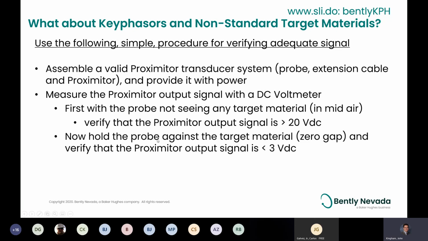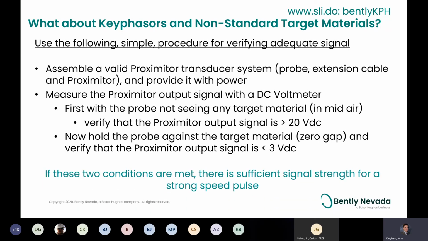So that's easy. The next thing you're going to do is hold the probe against the target material so it has a 0 gap, and verify that the proximeter output signal is less than 3 volts DC. If you've got that, you're good. There's no need to get a modified prox. Okay. Now, if you've got something like aluminum, it's very transparent. I can imagine that you might not get that 3 volts DC. Okay. But anything that's steel based shouldn't be a problem.